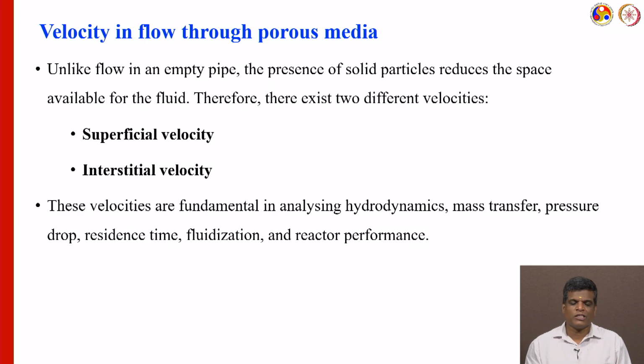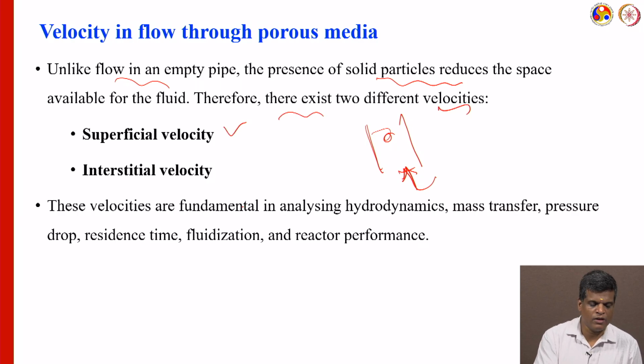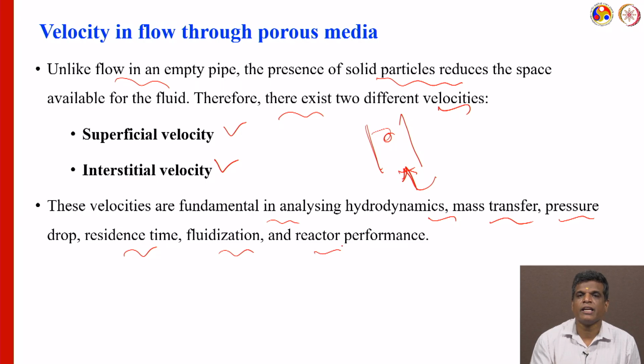Now, velocity through porous media. Unlike flow in an empty, normal pipe, the presence of solid particles reduces the space available for the fluid. In an empty flow there is no particle inside, you are just passing through. So, there exist two different velocities: one is the superficial velocity, and the other is the interstitial velocity. These velocities are fundamental in analyzing hydrodynamics, mass transfer, pressure drop, residence time, fluidization, and reactor performance.